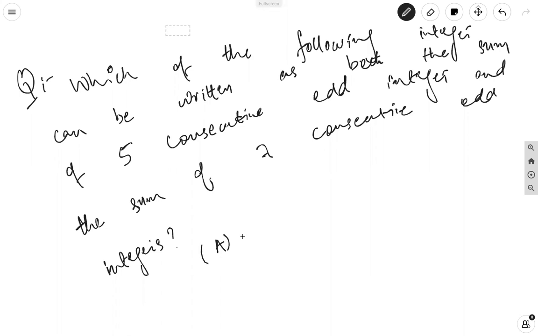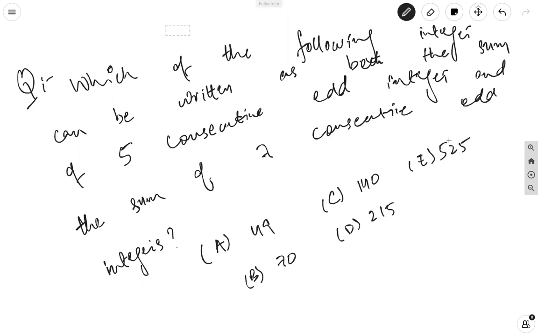The options are 49, 70, 140, 215, and E is 525. Just take 2 minutes to solve this question. I will again repeat the question: which of the following integers can be written as both the sum of five consecutive odd integers and the sum of seven consecutive odd integers. The options are 49, 70, 140, 215, and 525. Just solve this now.